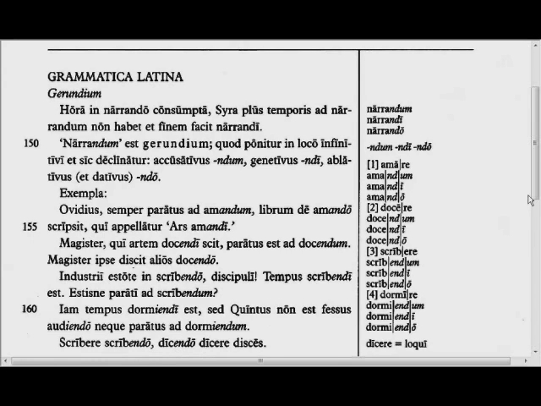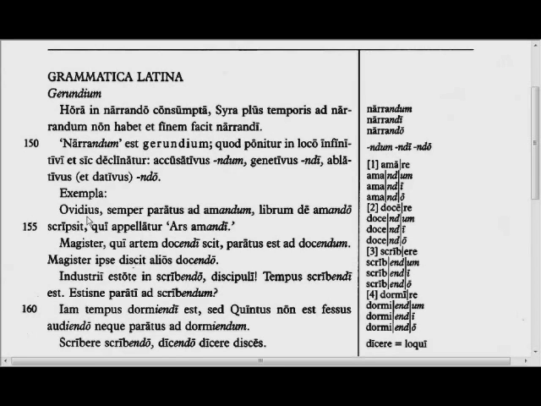So let's read this section with understanding in the Latin original. So, hora in narrando consumta, Sira plus temporis ad narrandum non habet, et finem facit narrandi. Narrandum est gerundium, quod ponitur in loco infinitivi et sic declinatur: accusativus -undum, genitivus -undi, ablativus et dativus -undo.